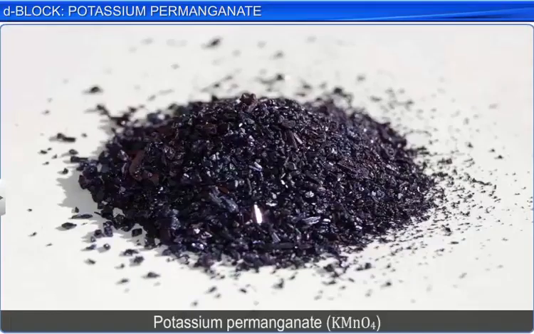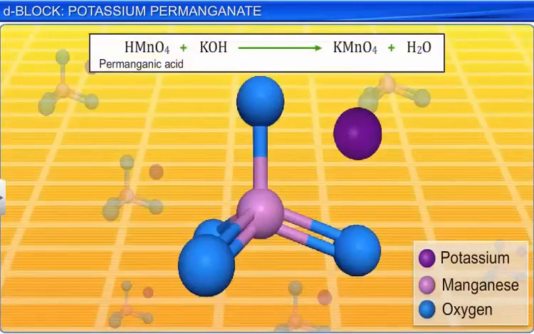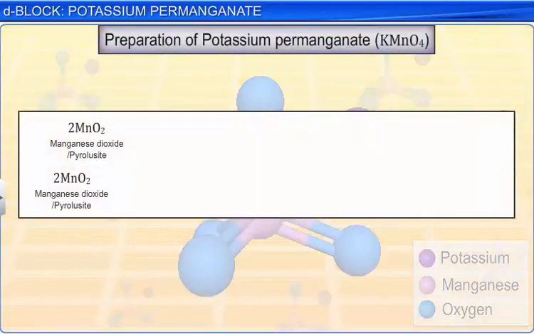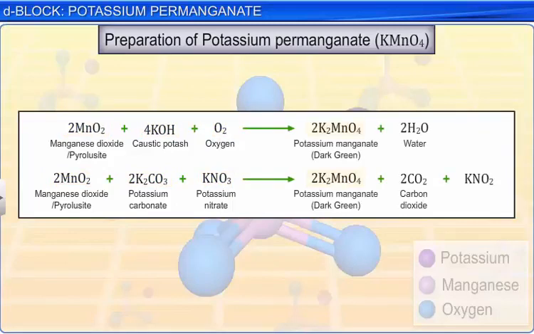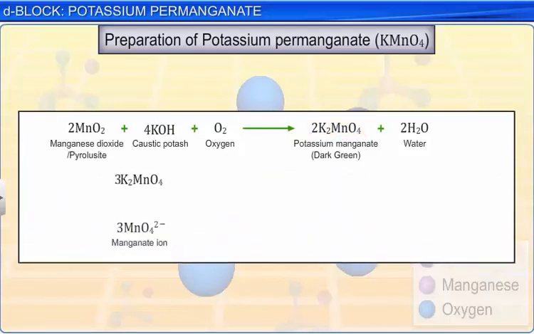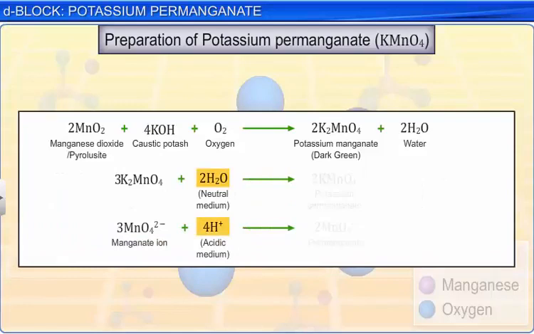Potassium permanganate is the most important and well-known salt of permanganic acid. It is prepared by fusing pyrolusite ore or manganese dioxide with caustic potash or potassium carbonate in the presence of atmospheric oxygen or any other oxidizing agent like potassium nitrate. The reaction produces dark green potassium manganate, which disproportionates in a neutral or acidic solution to give potassium permanganate.